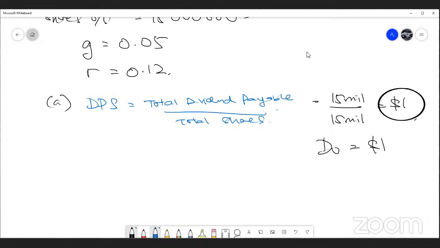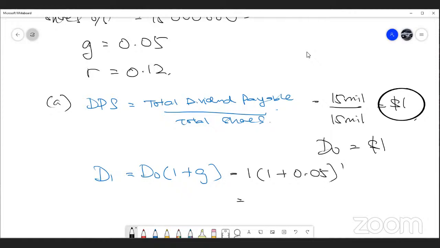Now, second part, they want you to find D1. So D1 is equal to D0 times 1 plus g. They tell you it's a constant growth rate, right? So $1 times 1 plus 0.05, power of 1 year only. So this will give you $1.05. So the dividend next year is $1.05. Piece of cake.